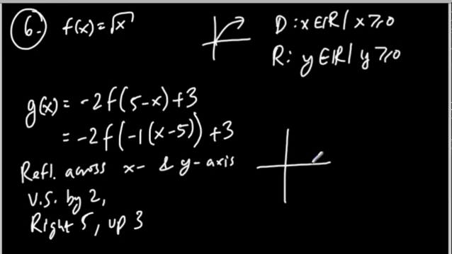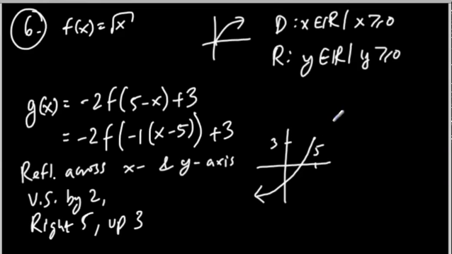So in other words, there's a reflection across the x and y. Normally it would go like this, but a reflection across the x would make it look like this, and a reflection across the y, like that. And the vertical stretch would just make it go further down because it's just stretching, but it doesn't change the direction. Right 5, so this is 5, and then up 3. So here would be our point, and it would just go in that direction.